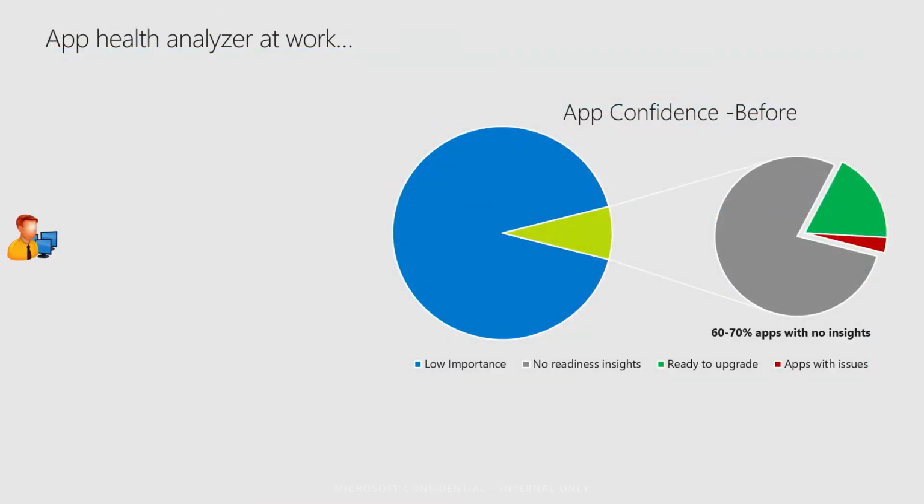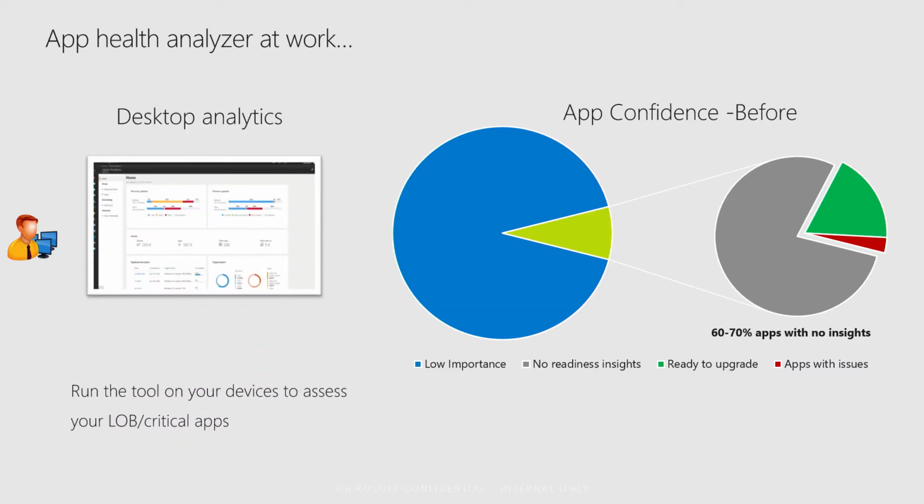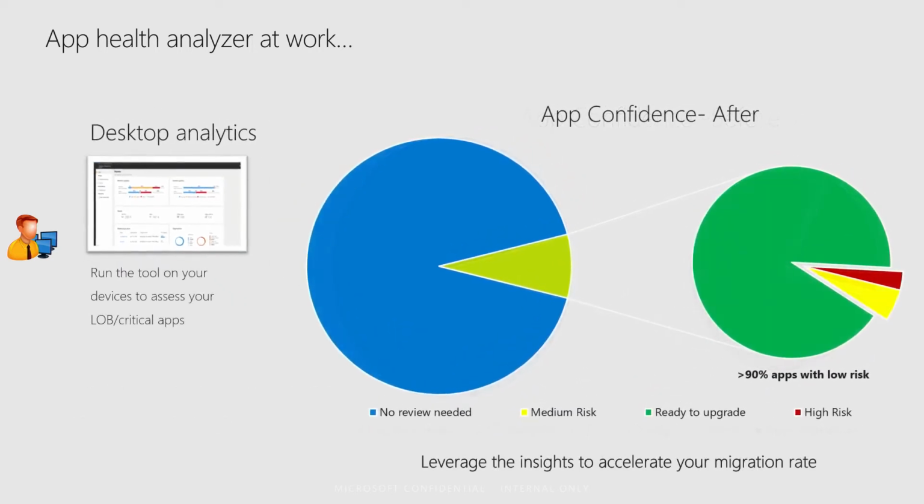All right, so how is this going to transform your Windows migration experience, right? If you recollect, a few minutes before, I showed you how the current ecosystem looks today. You have your important applications, then you have your full applications, and this is the current scenario. Now, by running the App Health Analyzer tool on the devices which have the LOB or third-party applications you care about, you can transform this story and get to a higher app confidence state.